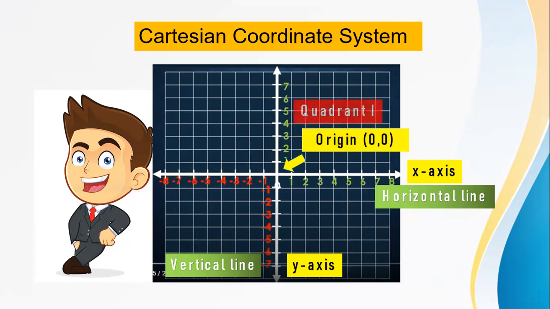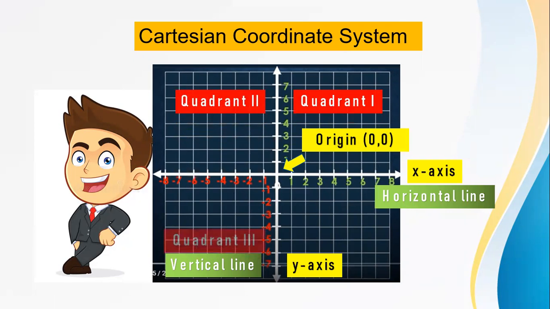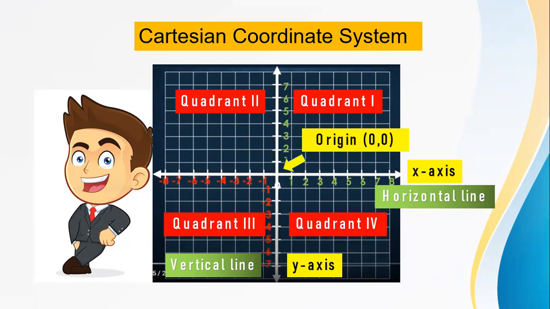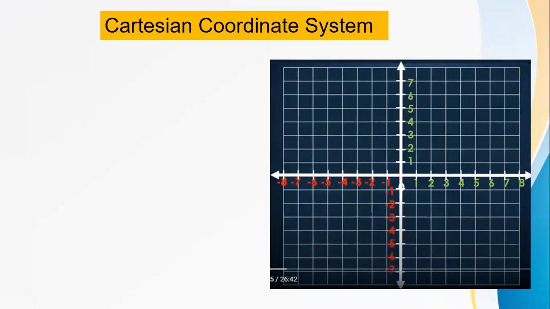We have quadrant 1, quadrant 2, quadrant 3, quadrant 4, moving in a counterclockwise direction starting from the upper right. So again, we have the vertical line, horizontal line, x-axis, y-axis, and then we have four quadrants: first quadrant, second, third, and fourth quadrant. And this will be the point of origin.